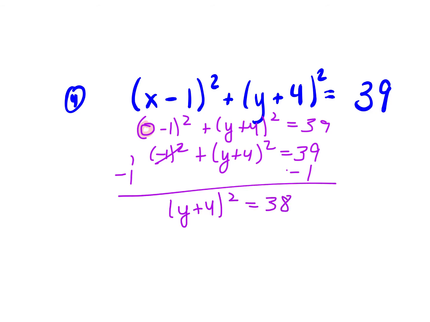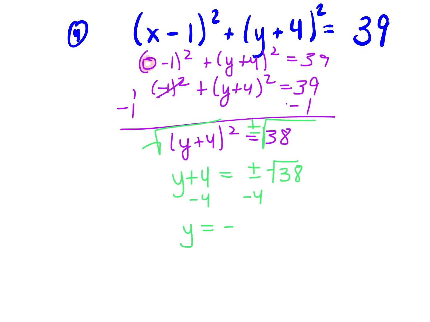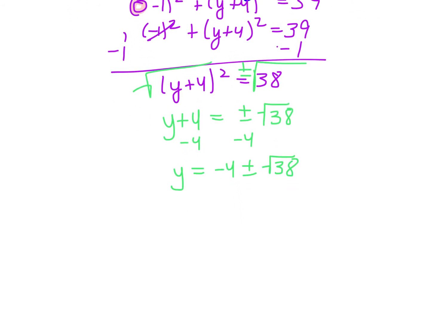In order to get the square root, I'm going to get the square to go away, so I have y plus 4 equals plus or minus root 38. Now in this case, guys, as soon as you get here, you have to see if your square root breaks down. If it does, break it down. If it doesn't, that's fine. You can just leave it. So I'm going to subtract 4 from both sides, and I get y equals negative 4 plus or minus the square root of 38. We want your answer written as an ordered pair.